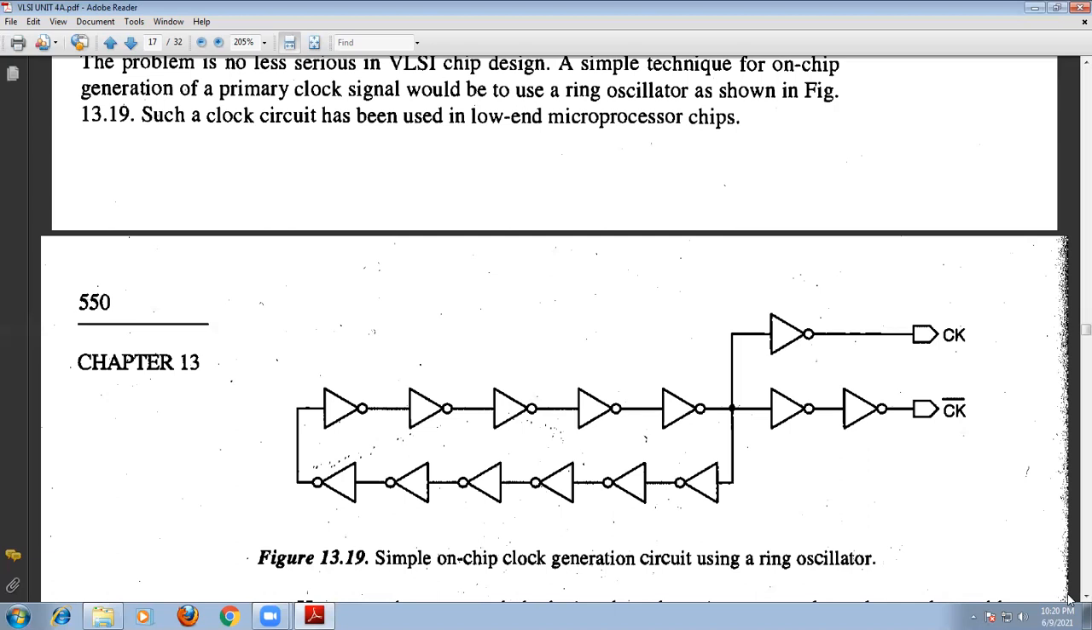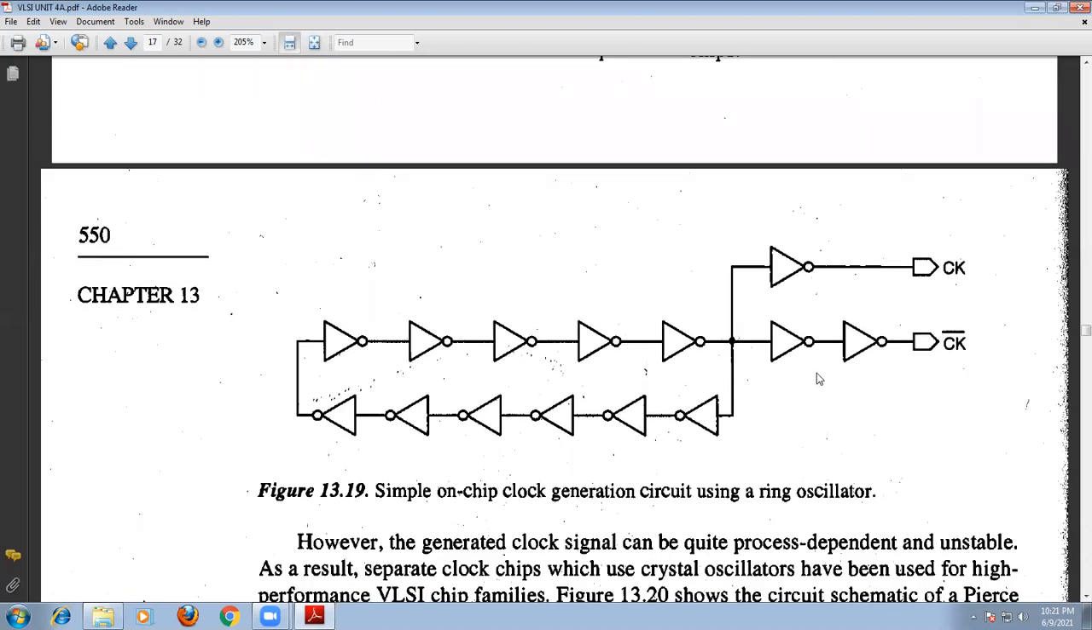Now, a simple technique for on-chip clock generation is to use a ring oscillator. A simple on-chip clock generation circuit is nothing but a ring oscillator, as shown in the figure.